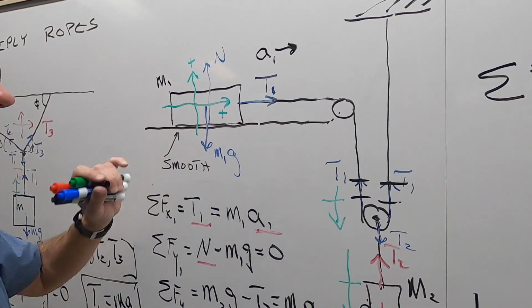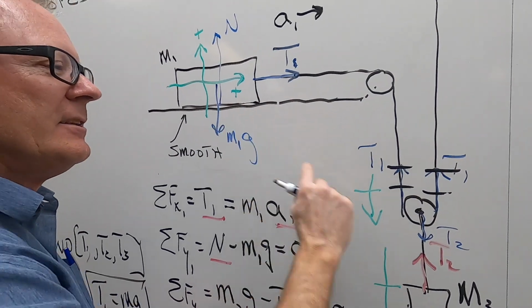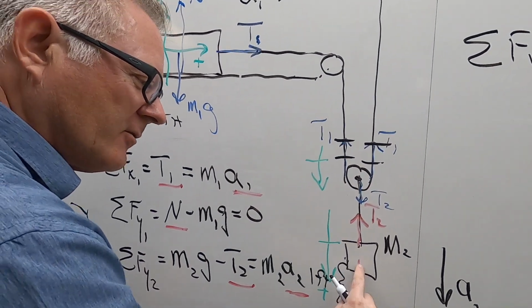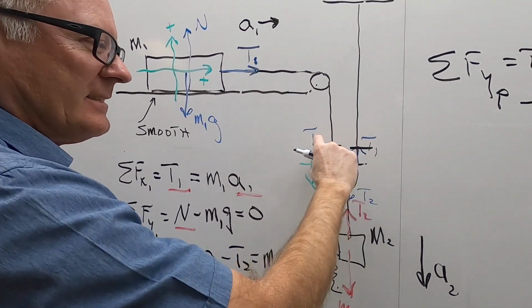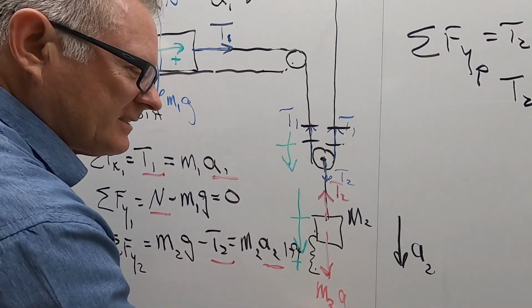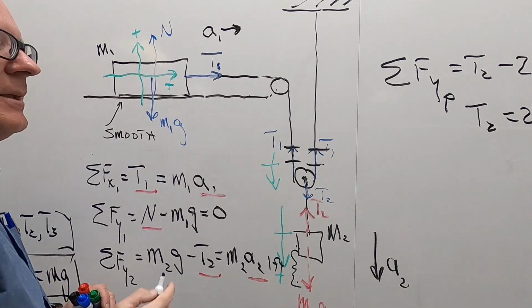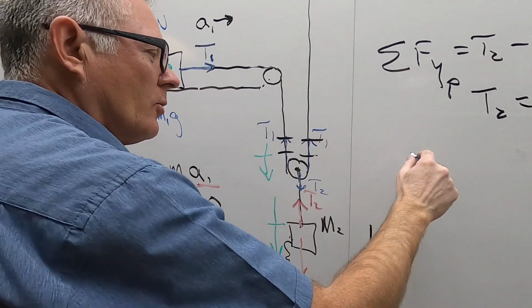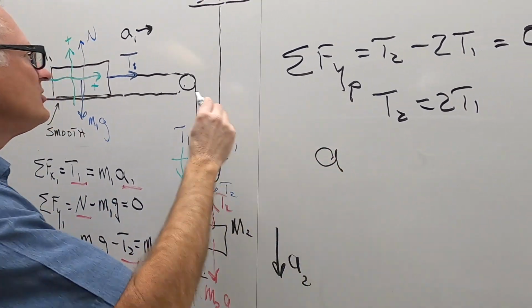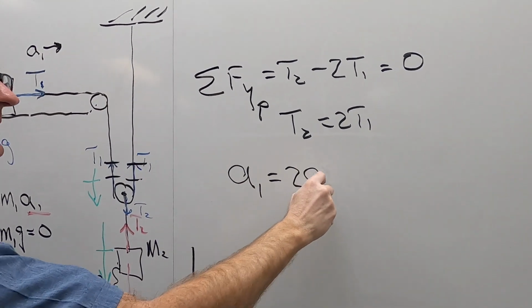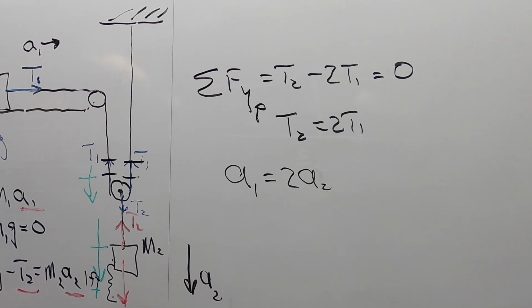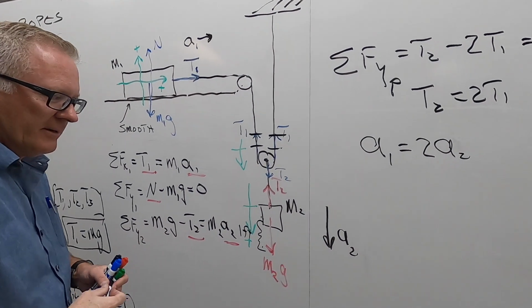So that means whatever his velocity is, this one's going to be twice the speed to give me that same distance. Whatever this acceleration is, this is going to have to be twice the acceleration. So we can say that the acceleration of this one, A1, is twice the acceleration A2, just because my ropes don't stretch right here.